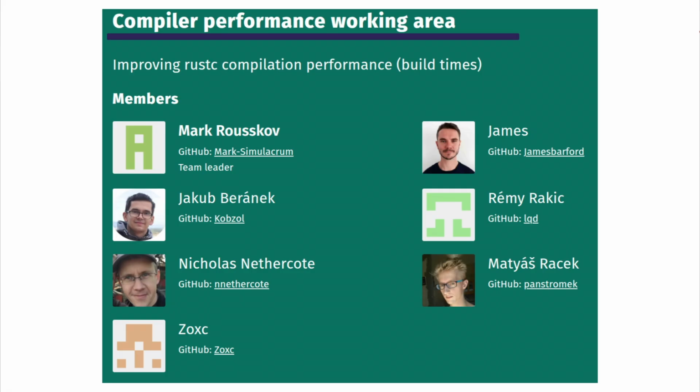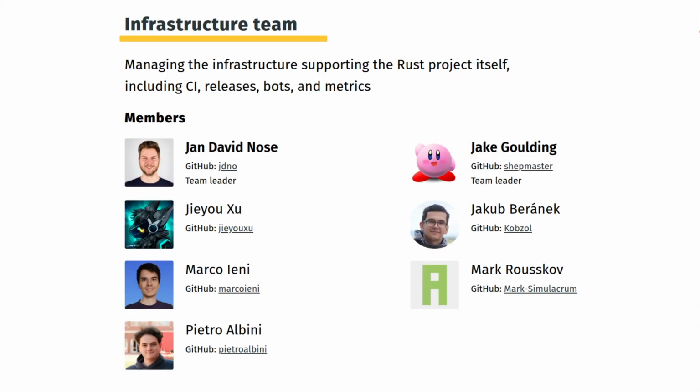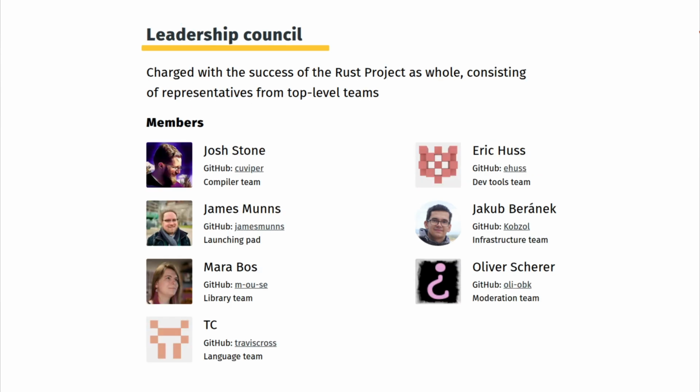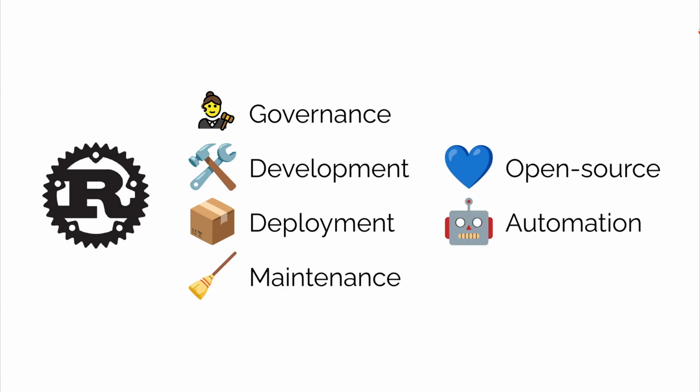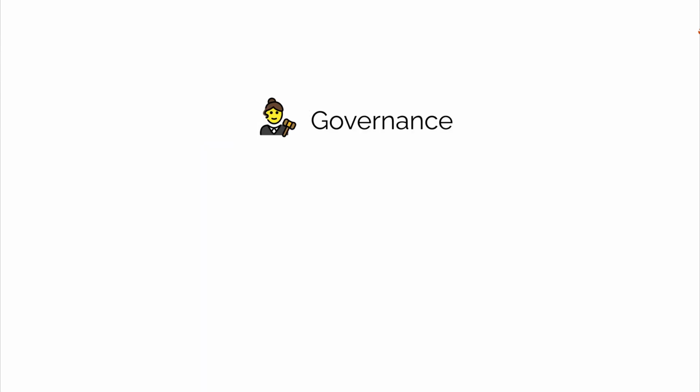I'm a member of the Rust compiler team, of the infrastructure team. And recently, I was selected to be a member of the Rust Leadership Council, which represents the project as a whole and is a top-level governing body. So today, I want to show you how we do governance, development, deployment, and maintenance in Rust, all with the power of open source, and how we use various tooling and bots to make our lives easier. So let's start with governance.